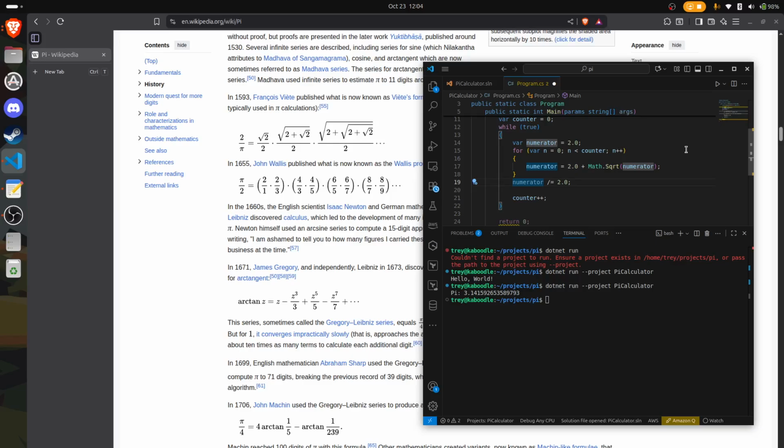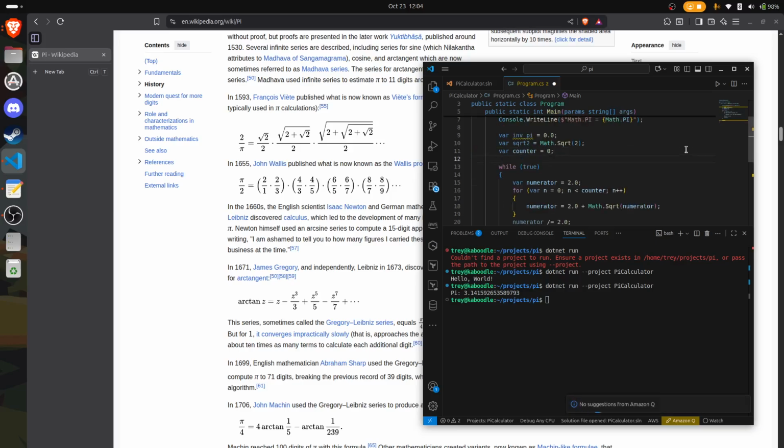Okay. So we're dividing the numerator by 2, and then we have to multiply it by the previous numerator. So let's grab that. And it needs to be 1, because if the initial numerator is 0, multiplying by it will give us diddly squat.